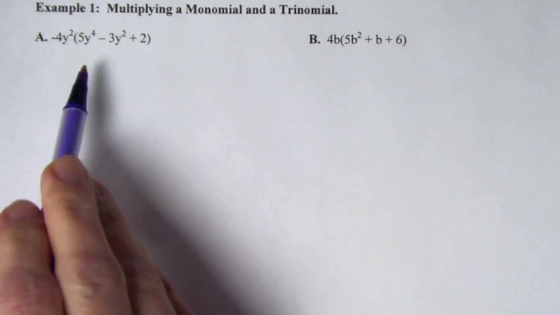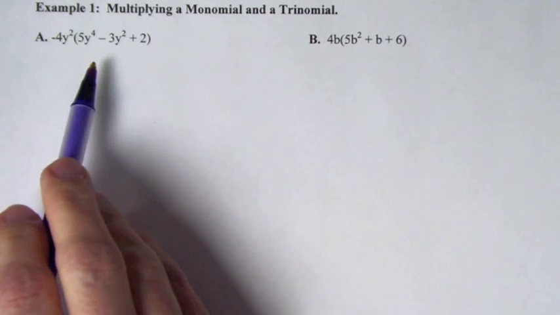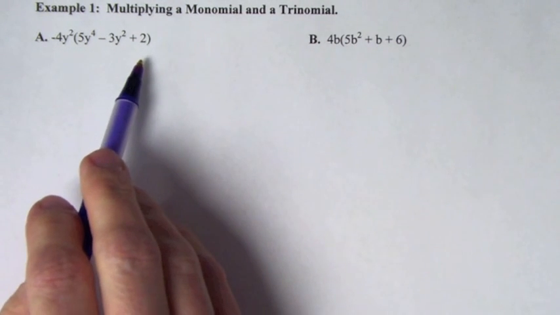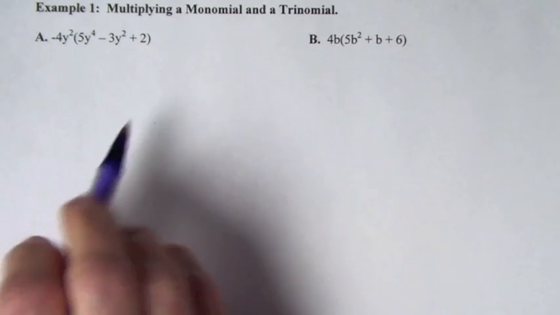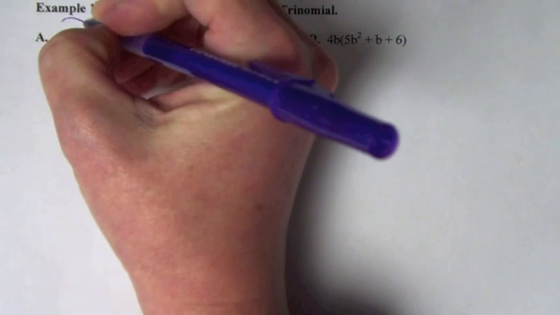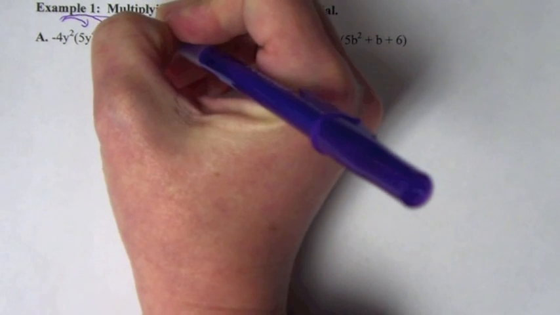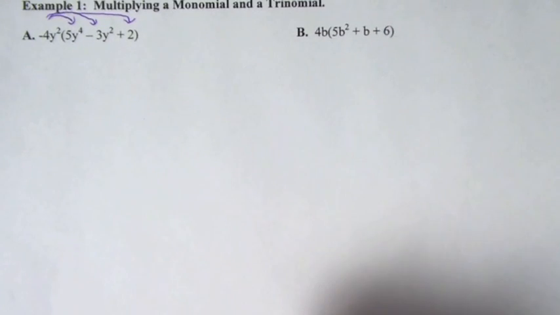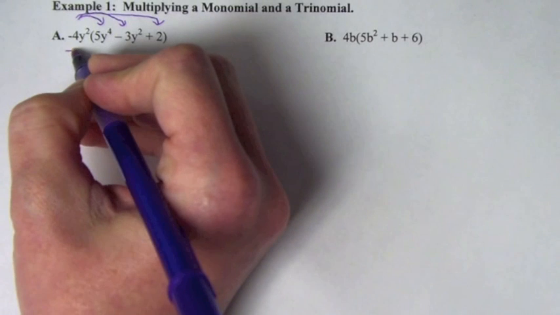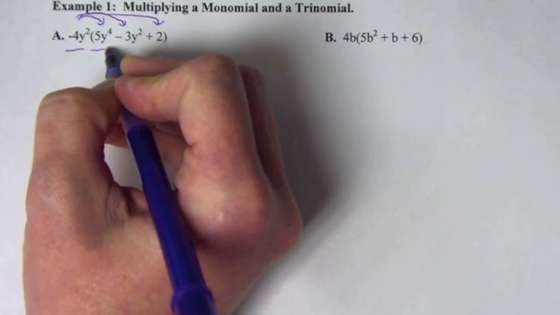Now we have a term here. This is a monomial being multiplied by a trinomial. We use the distributive property, which we've done before, to take the negative 4y squared and multiply it by all three terms. So let's go ahead and do that. We have negative 4y squared times 5y to the fourth.